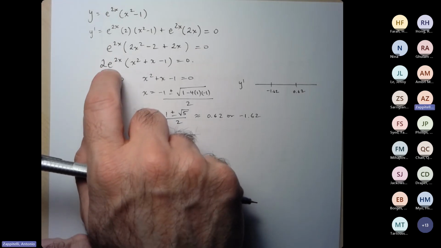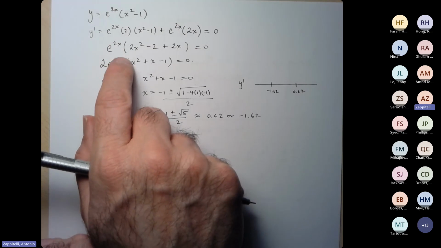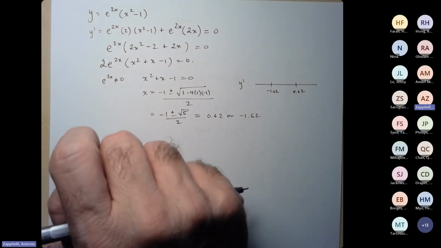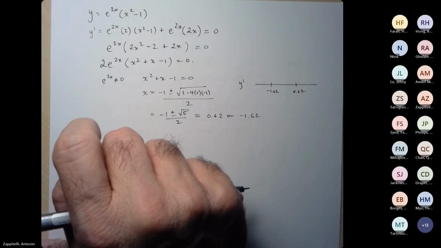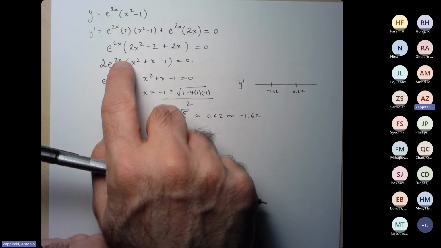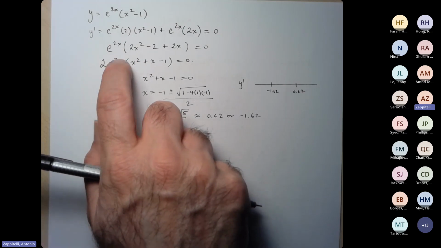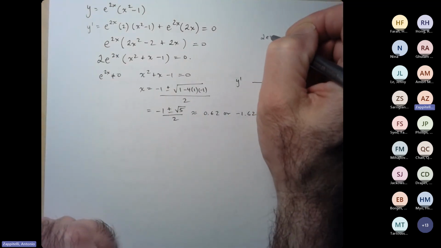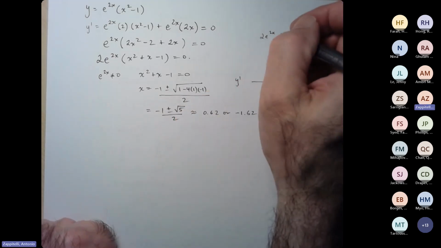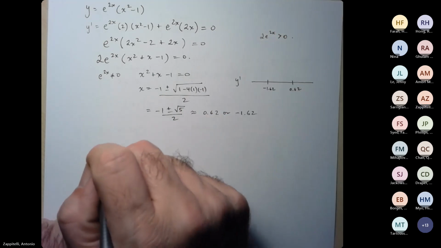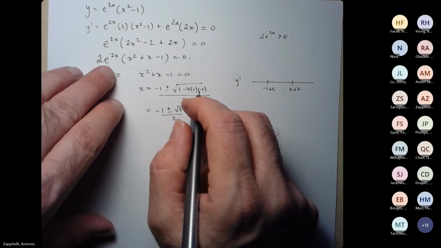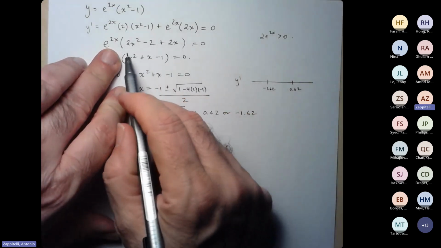No. In fact, what can you tell me about 2 times e to the 2x? You should be able to tell me something about that number, regardless of what x is. Doesn't matter whether x is 1 or 3 or -500. You see that this is always positive, because it's just an exponential function. So if I'm looking for the sign, all I have to do is look at the quadratic.